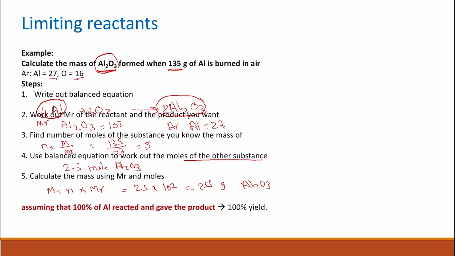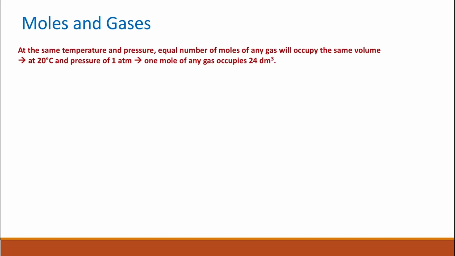There is a very important note here: when we did all this calculation, we assumed that 100% of the aluminum will react with air to give you the product. So we assumed that there is 100% yield of our reaction. But this is not the case in real life. We will talk about how to calculate the percentage yield later.